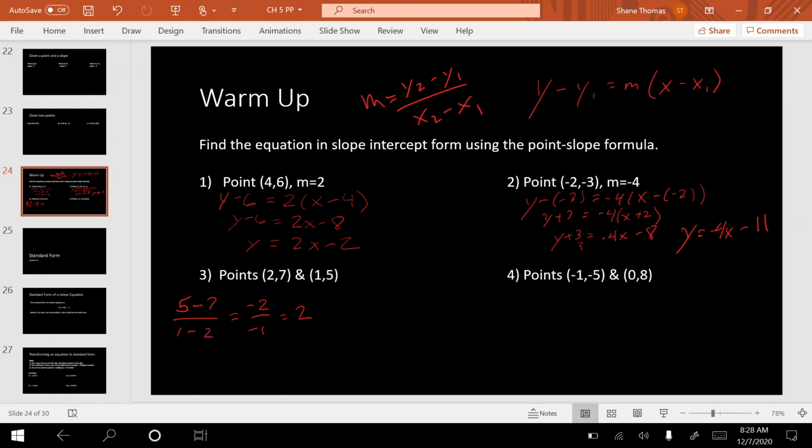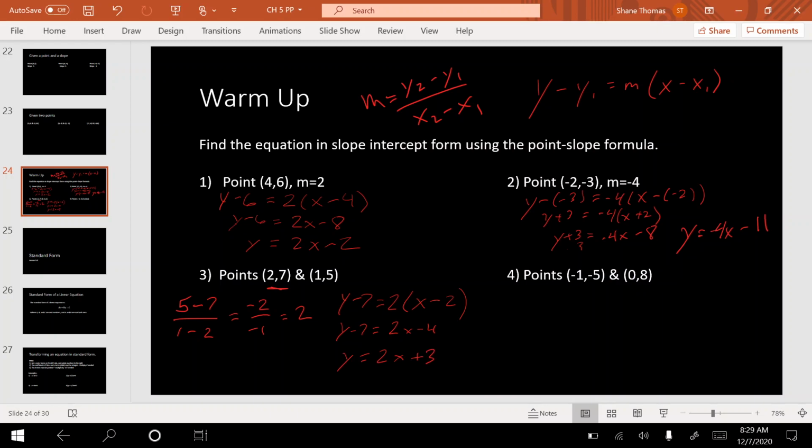Yeah. Okay, so then we plug that into one of our points. So it looks like you used the first point. So we get y minus 7 equals 2 times x minus 2. Distribute, so y minus 7 equals 2x minus 4. Add the 7 across, so y equals 2x plus 3.